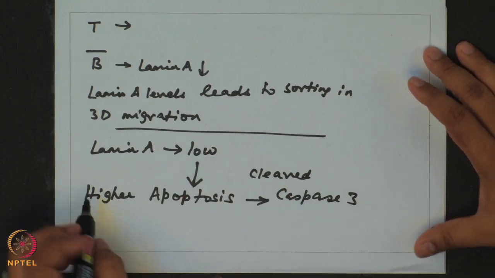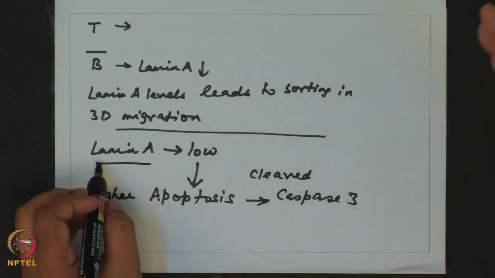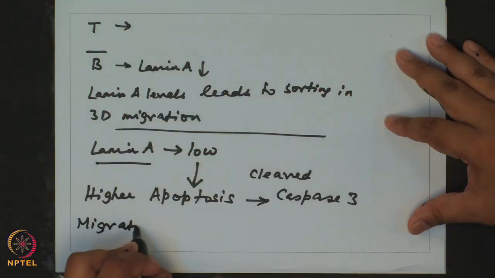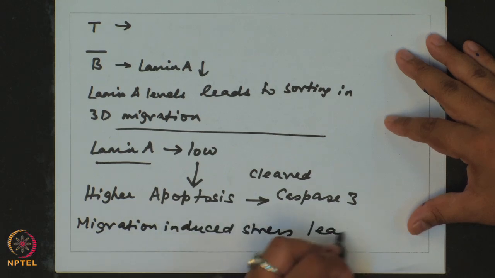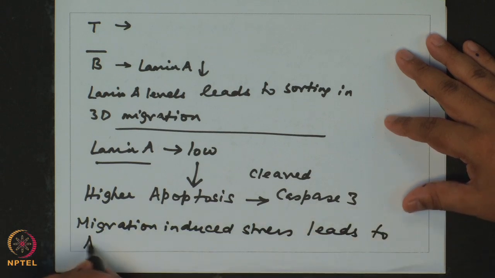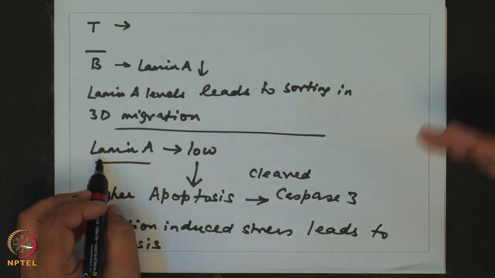So, suggesting that while low Lamin A enhances migration, this migration induced stress leads to apoptosis, suggesting that lower Lamin A is needed for deformability, but lower Lamin A makes the cells more susceptible to cell death. So, Lamin A has a protective role, it protects the nucleus from damage.